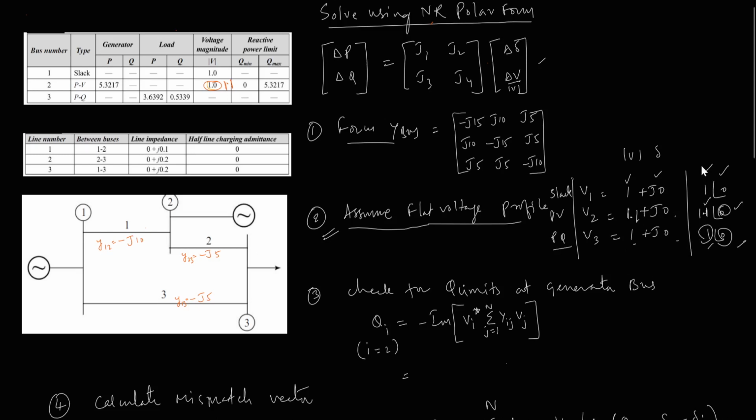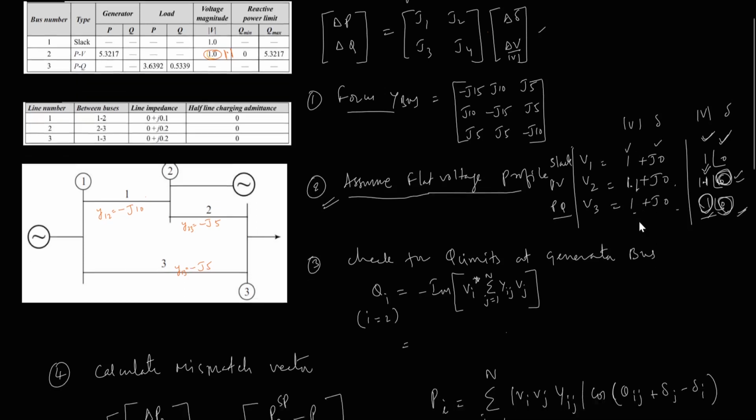At the slack bus, both V magnitude and delta are given. At the PV bus, V magnitude is given, but V delta is not given. At the PQ bus, the load bus, both V magnitude and V delta are not given. So we assume these three values as 1 per unit at an angle 0, and then we represent them in rectangular form.